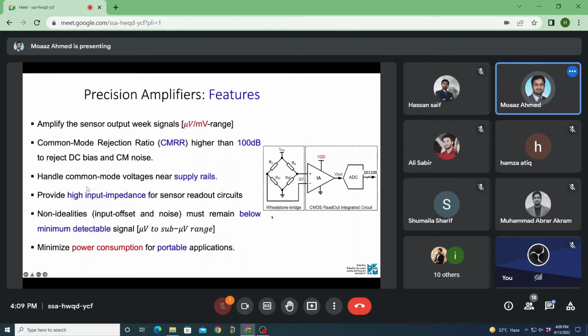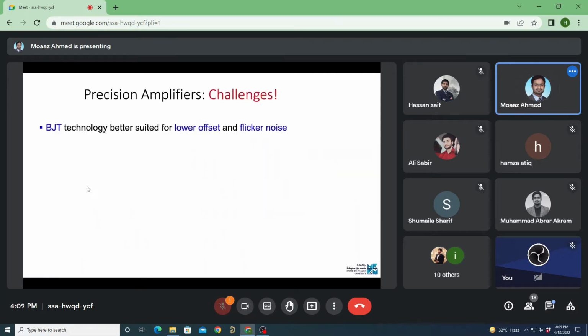What are the challenges? Traditionally, the instrumentation amplifiers were implemented in BJT technology, which has inherently lower offset and flicker noise. But with time, we see that CMOS became more and more widely used, also because of the very low cost and integration friendly nature, like CMOS technologies could be integrated with all other kinds of emerging technologies.